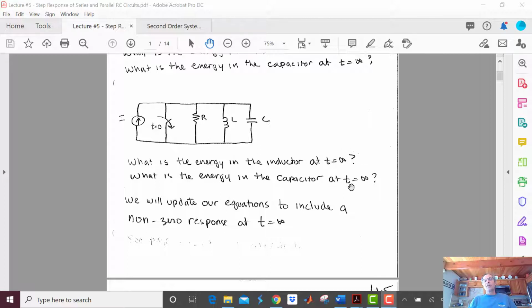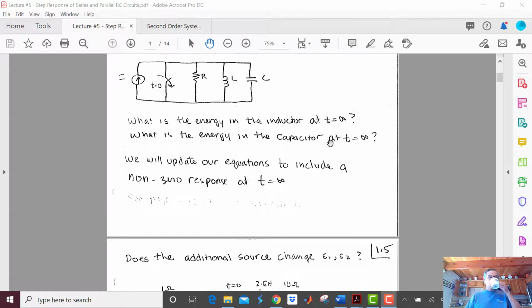What's the energy in the capacitor at time t equals infinity? Well, we know that we have no voltage across here, so that means that I can't have any energy stored in the capacitor because there's no voltage across it. So the energy in the capacitor is going to be 0 at t equals infinity. So what we're going to do is we're going to update our equations. We're going to update them from the source-free case, like we had in the previous lectures, to equations when there is actually a source.